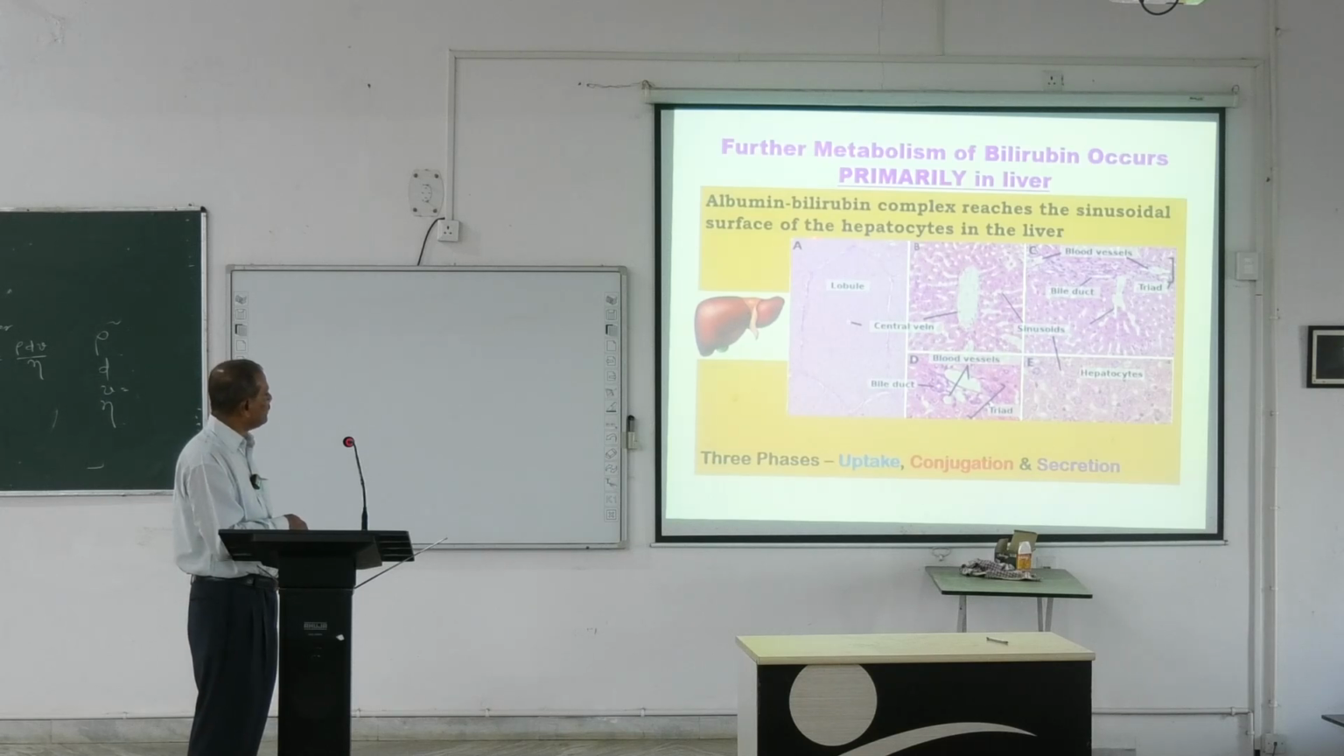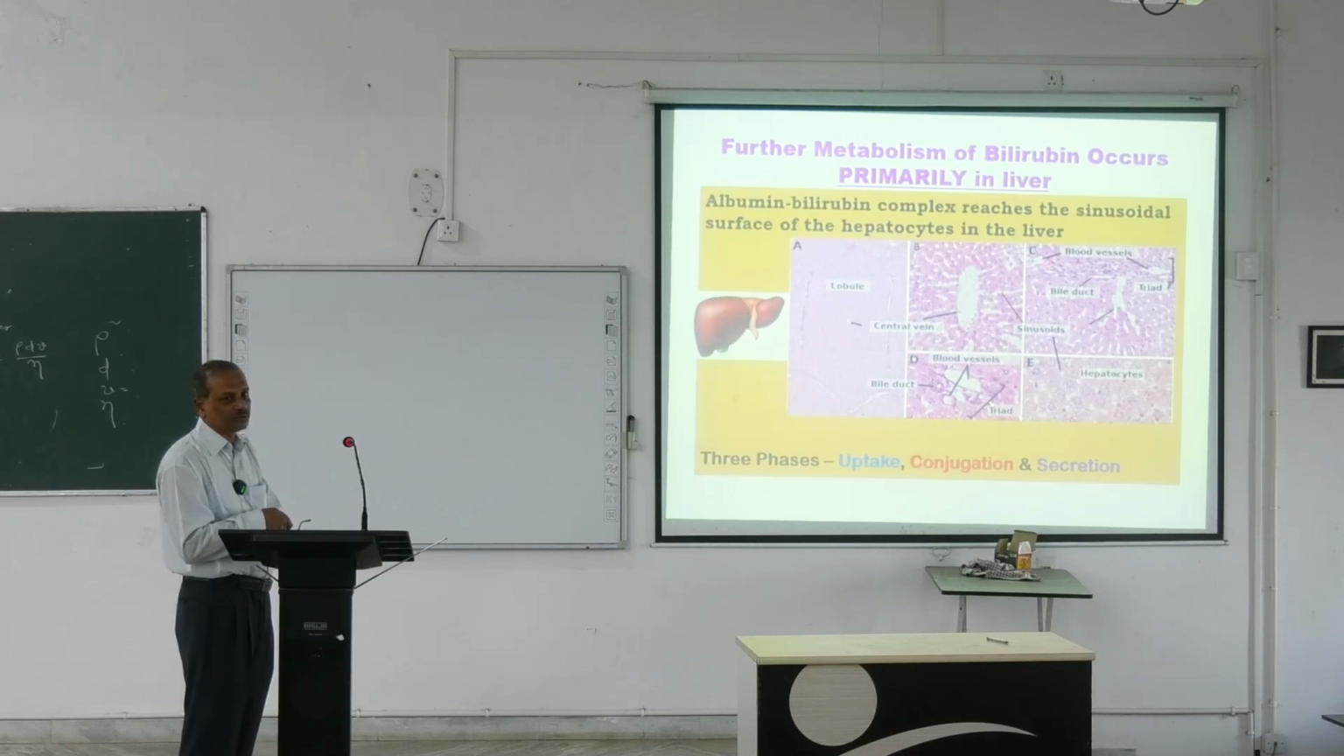So, as I told you, after the bilirubin comes into the liver, it will reach the sinusoidal surface. That part I have shown in the beginning. And in the liver cell, that is the hepatocyte, now narrowing down to the hepatocyte, no more anatomy. So, three phases are there. One is uptake, one is conjugation, one is secretion. That also you are a little bit aware of.